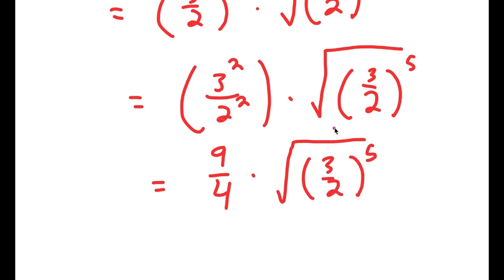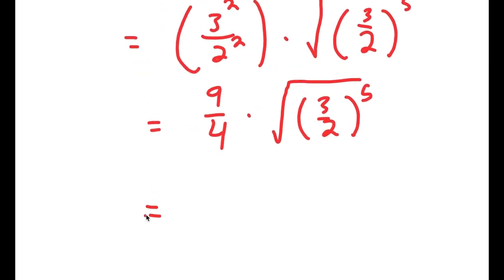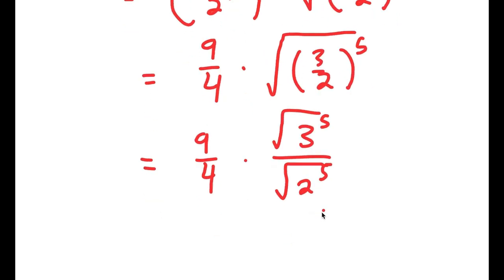And now what I'm going to do is rewrite the square root of 3 over 2 to the power of 5 as 9 over 4 times the square root of 3 to the power of 5 over the square root of 2 to the power of 5. And this is allowed. I just divided these into the numerator and the denominator.